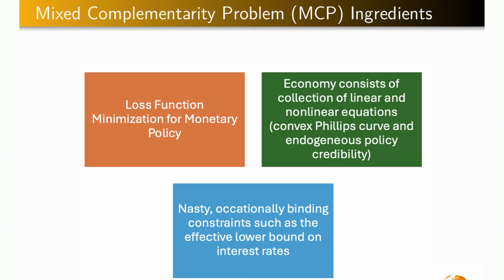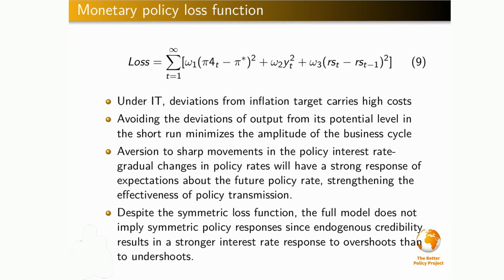Another ingredient of MCP is the occasionally binding constraints. For example, the effective lower bound on interest rates. At the period when the interest rates are pretty high and far away from the lower bound, this is not going to be very useful. However, there are some extreme scenarios we are analyzing, like financial crisis, where this kind of scenario might also take place. We keep this property in the model for now. In the course that I will share with you, we will have the occasionally binding constraint.